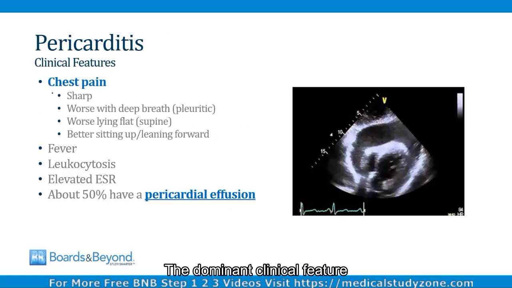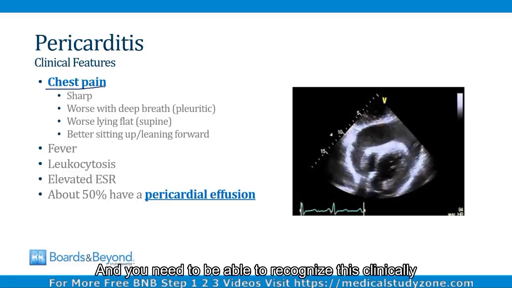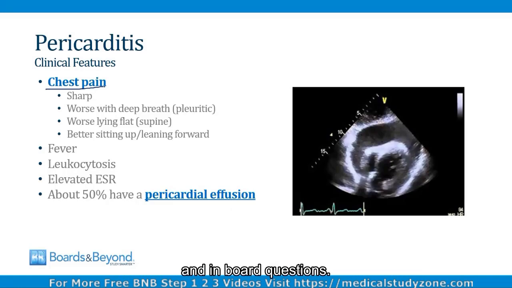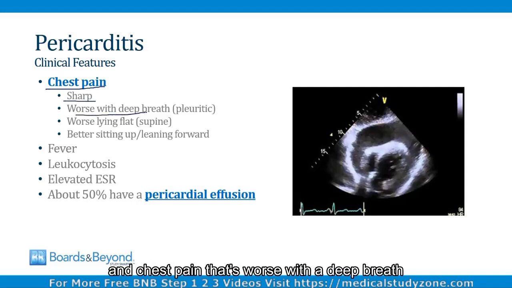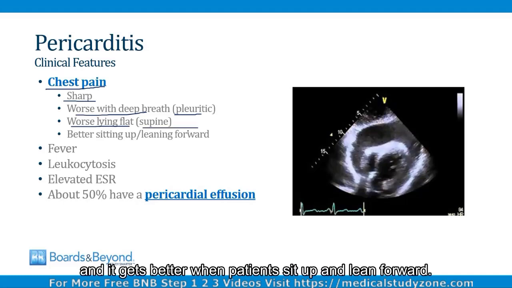The dominant clinical feature of acute pericarditis is chest pain, and there is a classic way that the chest pain of pericarditis presents, and you need to be able to recognize this clinically and in board questions. Classically, the pain of pericarditis will be sharp. It will be worse with a deep breath, and chest pain that's worse with a deep breath is called pleuritic chest pain. The pain gets worse when patients lie flat and assume a supine position, and it gets better when patients sit up and lean forward.